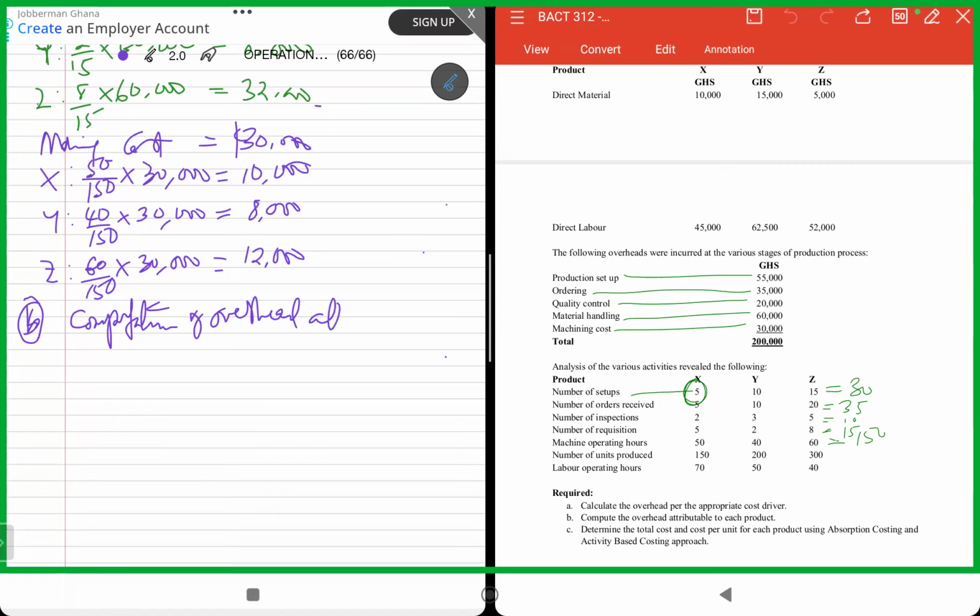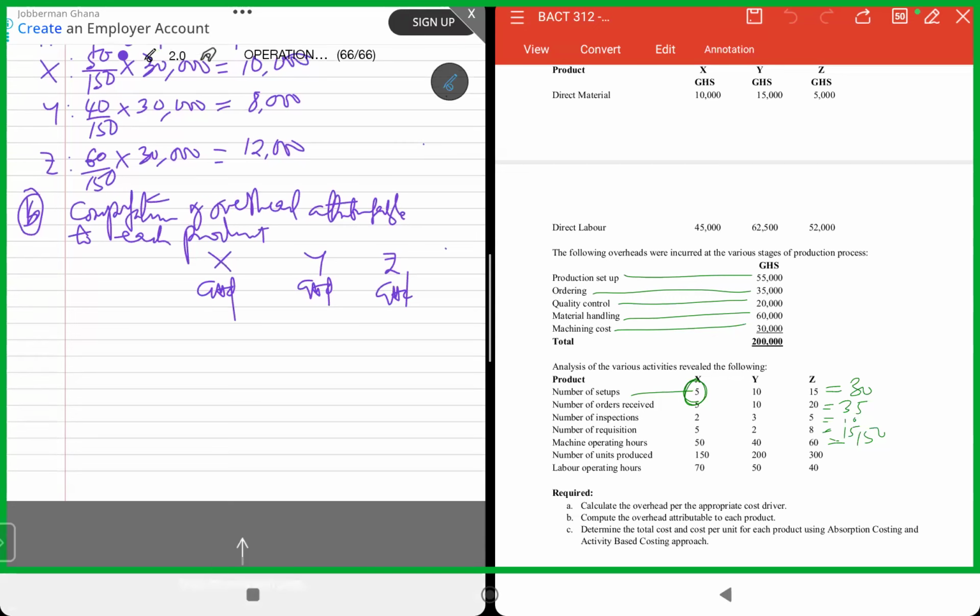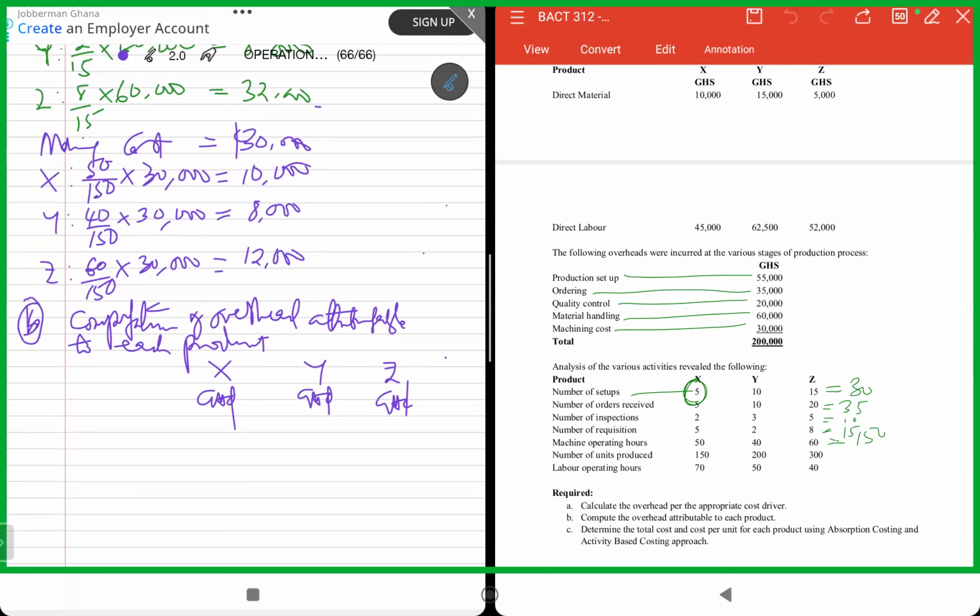They will bring one of them to your exam. I'm solving this with you. Attributable to each product. The other one is a lot. I'll bring product X, product Y, product Z. Then I'll bring the Ghana cedi sign, the currency sign. Will it fit here? Okay.